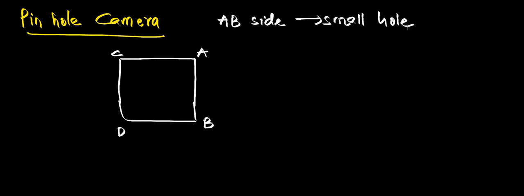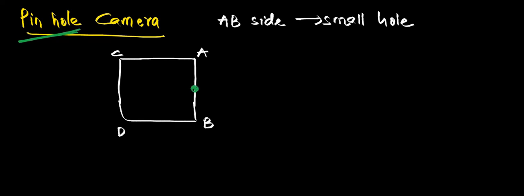If you keep a big hole, what happens? The image will come in a blurred way. So we keep a small hole on the AB side, of pin size. That's why it's called a pinhole, because the size of the hole is as small as a pin. This is the hole.